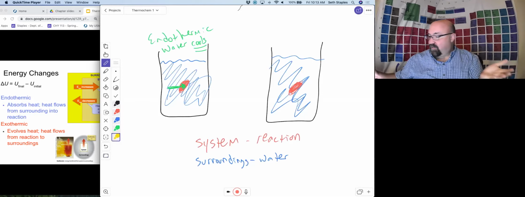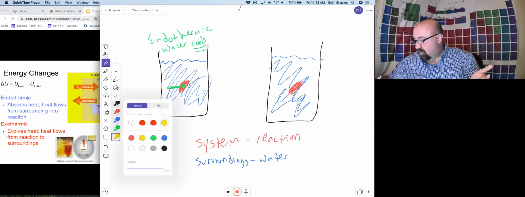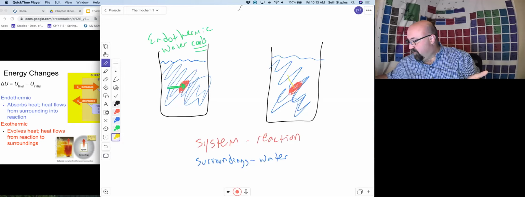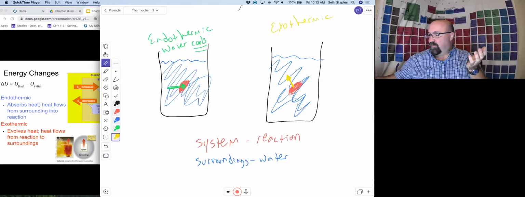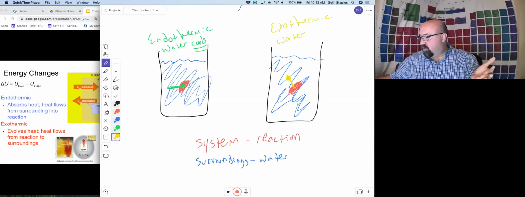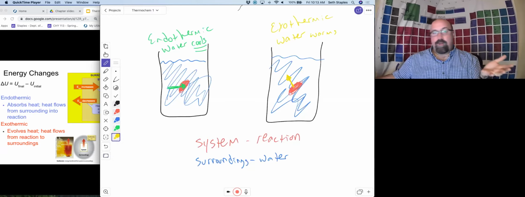If we look at the opposite, see if my yellow marker will stand out enough. We'll see. So let's look at the opposite scenario. Oh yeah, there we go. So now we have an exothermic energy flow. Our energy is moving from our system, from our reaction, out into the water. And so our water, our surroundings, are going to heat up. So the water is going to warm up.